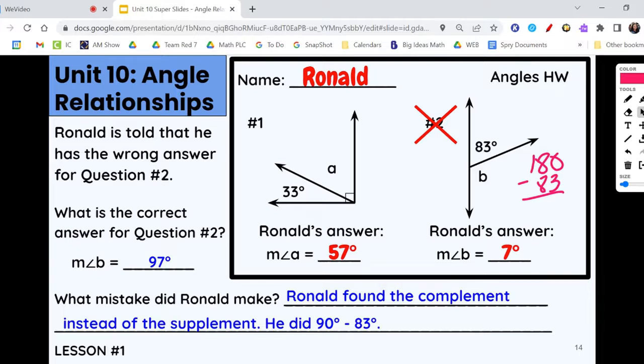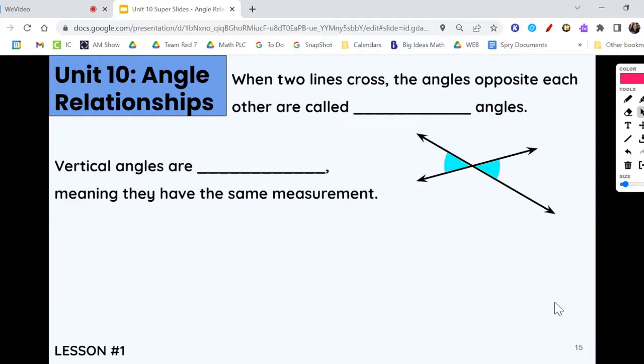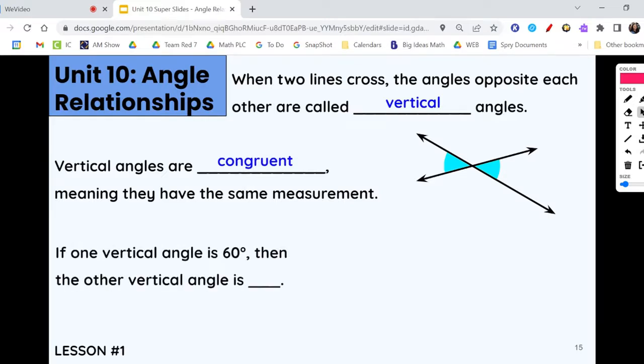All right, moving on. Pause if you need more time, but I'm going to keep going. When two lines cross, here are two lines that are crossing, the angles opposite each other, which I've highlighted two such angles right here, are called vertical angles. Vertical angles are congruent, meaning they have the same measurement. If one vertical angle is 60 degrees, then the other vertical angle is, well, I just told you that they're congruent, so they have the same measurement. So if one of the angles is 60, the other vertical angle will also be 60 degrees.